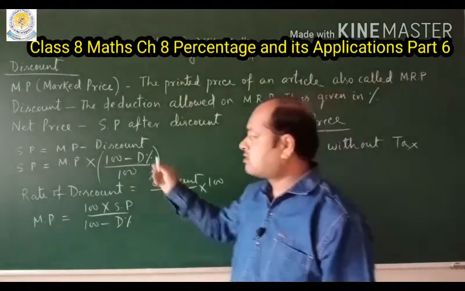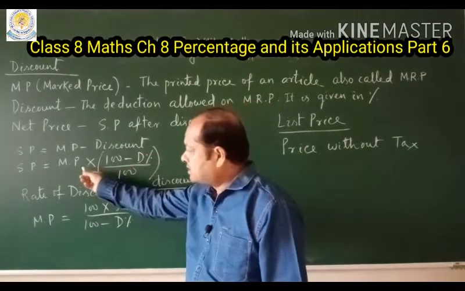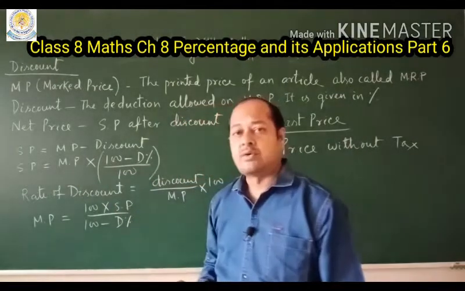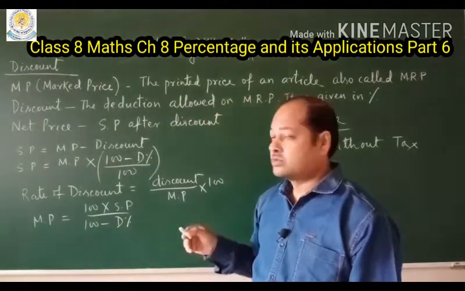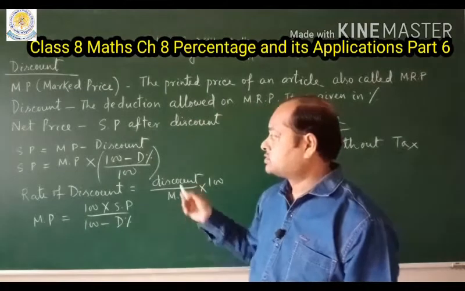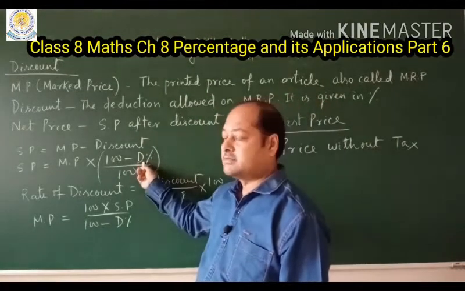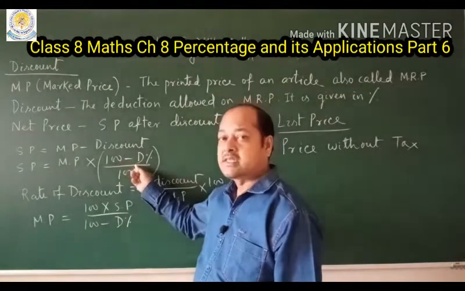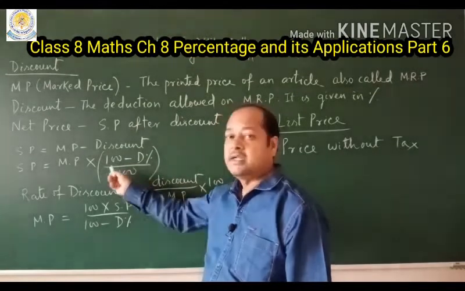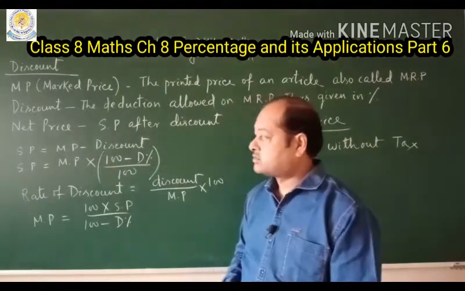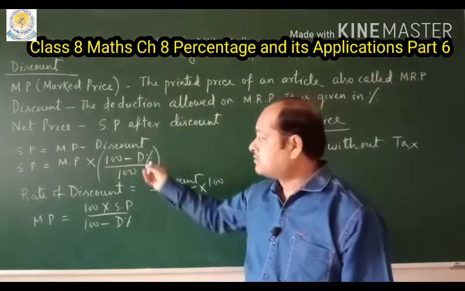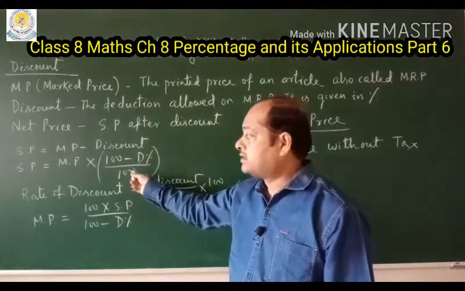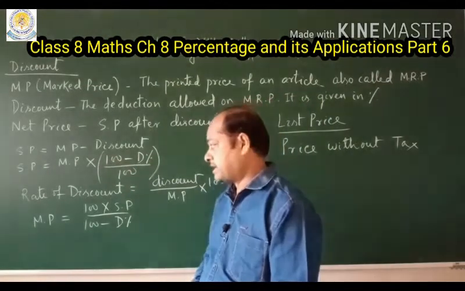Now when the discount percentage and marked price are given, how to calculate the SP? Whenever the discount percentage is given, (100 minus discount percentage) upon 100, into the marked price, is equal to the selling price. So whenever this data is given, we can easily calculate the selling price.